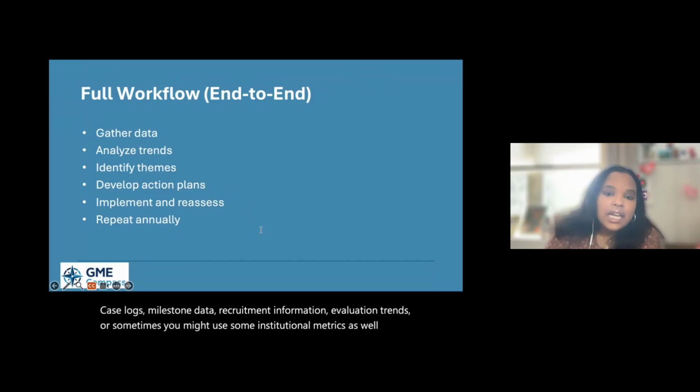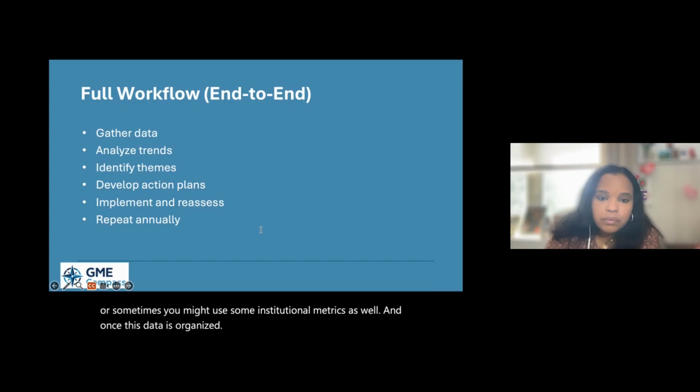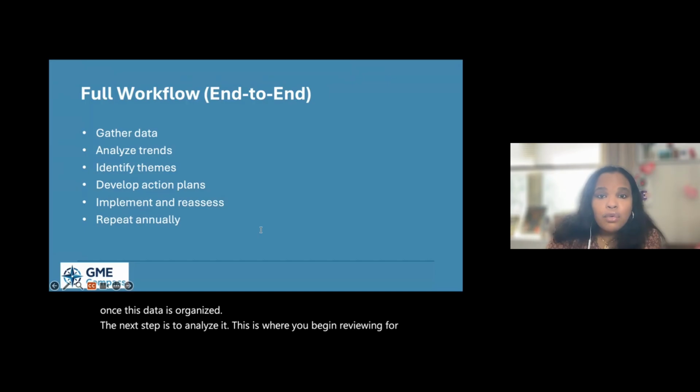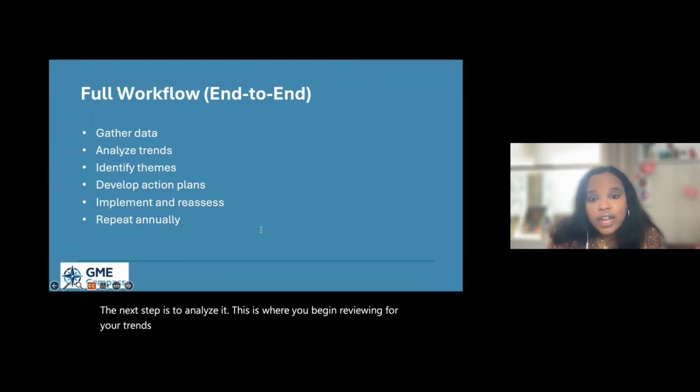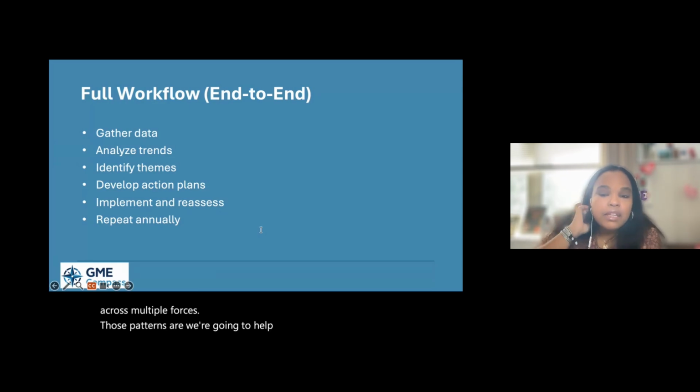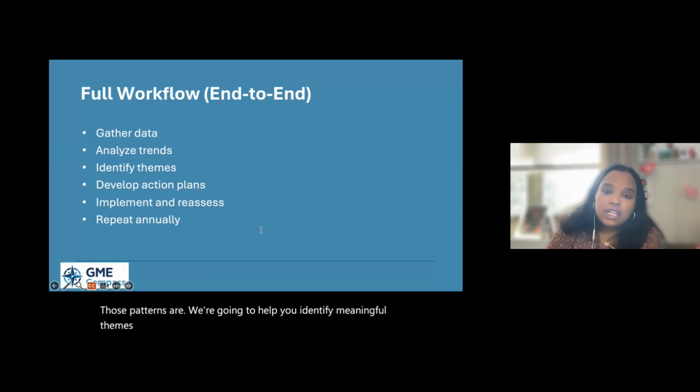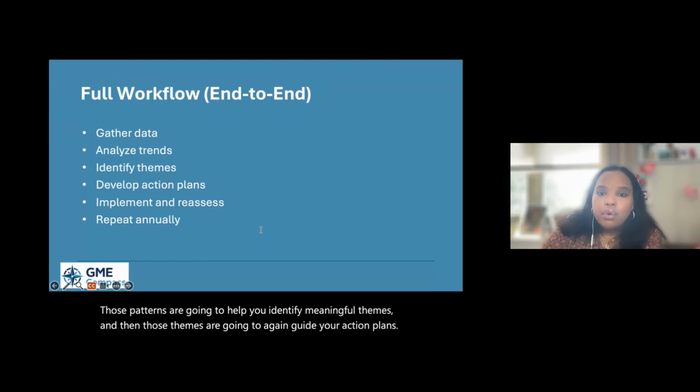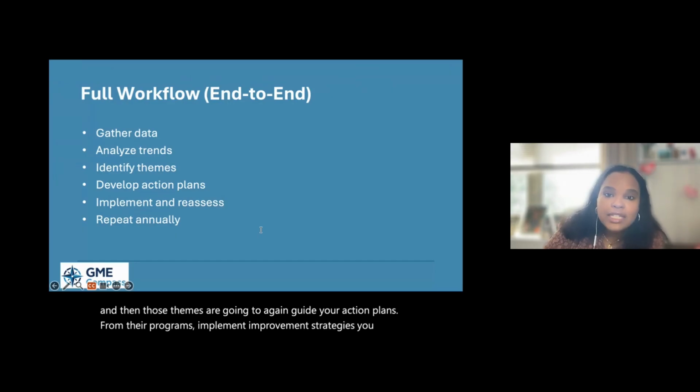And once this data is organized, the next step is to analyze it. This is where you begin reviewing for trends, recurring concerns, strengths, and patterns that appear across multiple sources. Those patterns are what is going to help you identify meaningful themes. And then those themes are going to, again, guide your action plans. From there, programs implement improvement strategies, you monitor progress, and then you reassess outcomes over time.